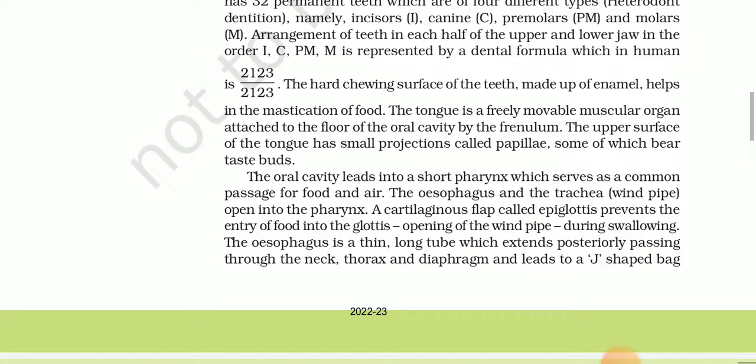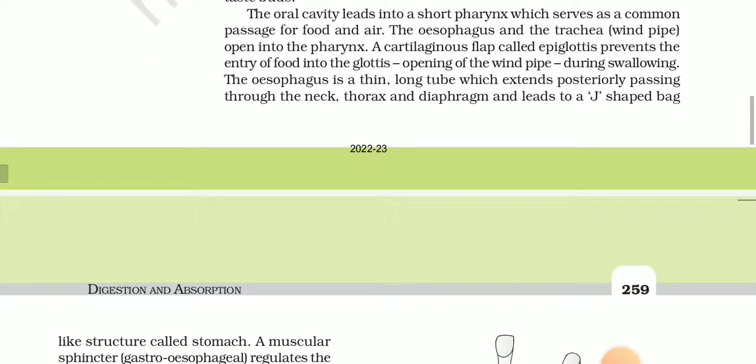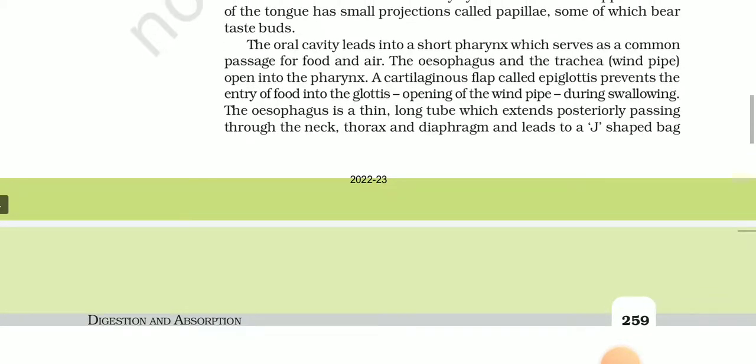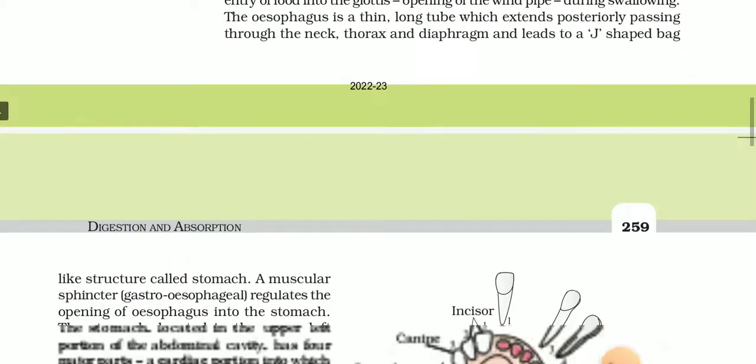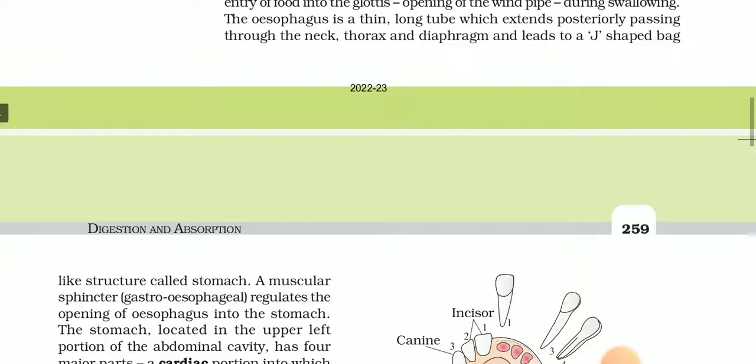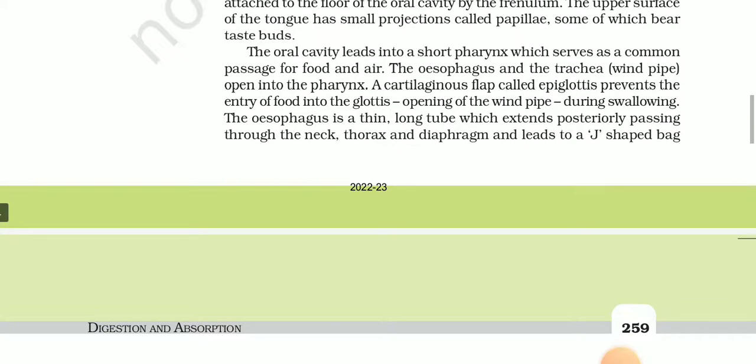The esophagus is a thin, long tube which extends posteriorly, passing through the neck, thorax, and diaphragm, and leads to a J-shaped bag-like structure called a stomach. So the esophagus is a thin, long tube which passes posteriorly through the neck, the thorax, the diaphragm, and it leads to a J-shaped structure called a stomach.